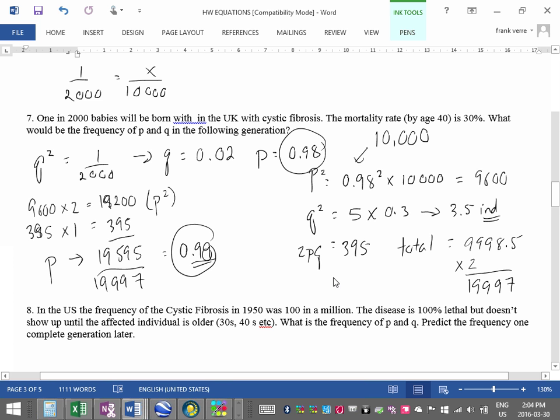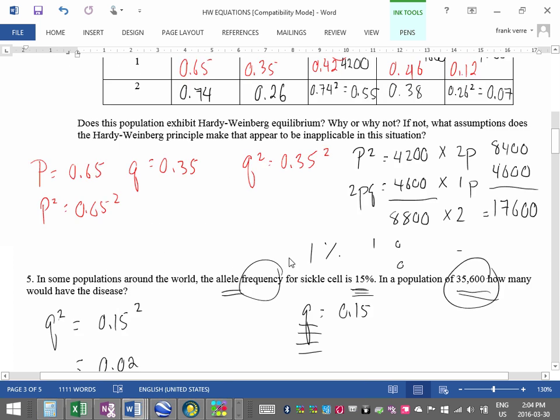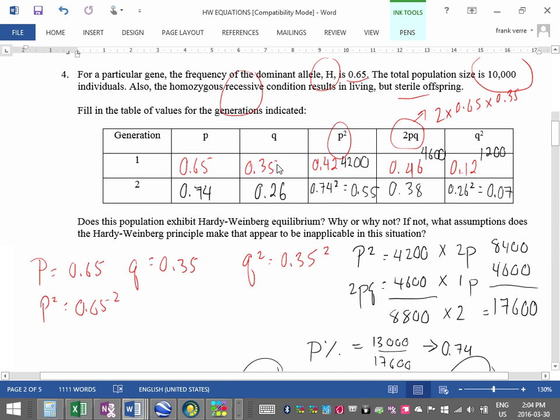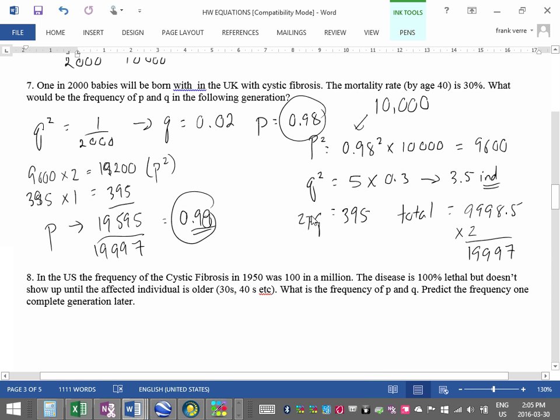It's the same method we did with this question here, but the only difference is not all of the q squared are going to be eliminated. Only some of them are. Not necessarily. Now, look at 8.